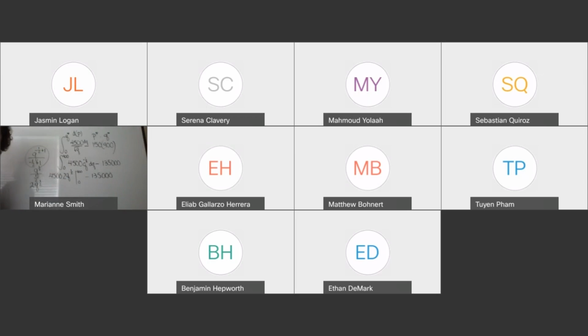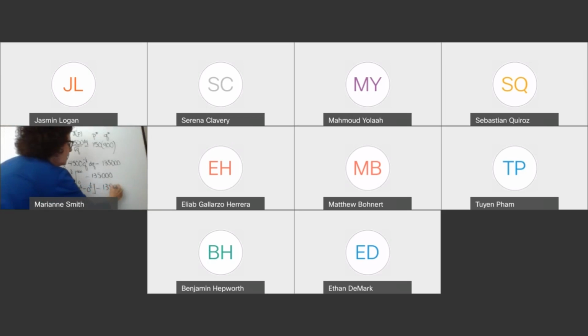Anybody else have questions? I'm trying to stay away from the board so you can see what I'm doing. So the rest of it is to just evaluate. This 4,500 times 2 is 9,000. And then I'm just evaluating q to the 1/2, which is the square root of q, at 900. That's my upper bound minus my lower bound, minus 135,000.